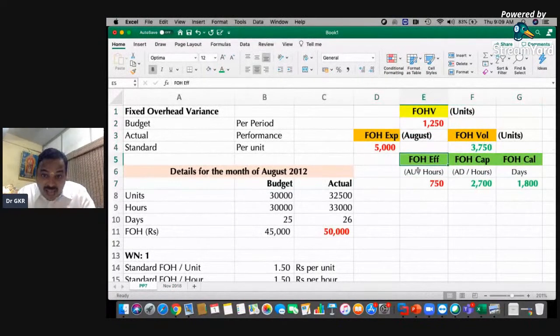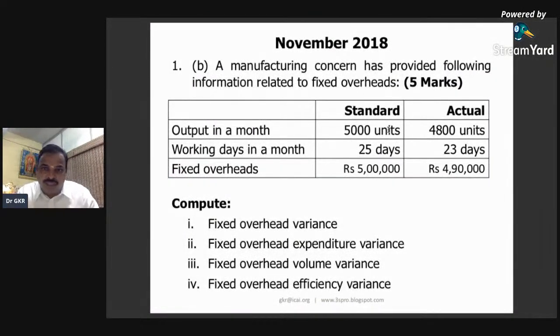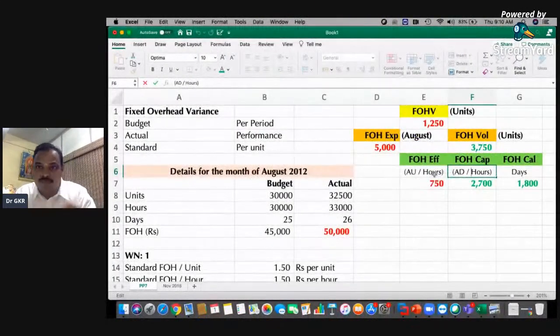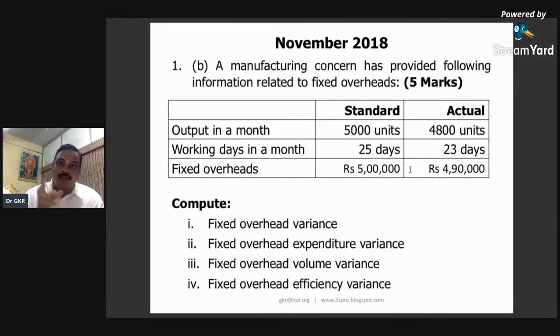What is efficiency? Actual output, actual units with respect to hours. That means instead of hours, you take days, because in this question they are giving only units and days. Actual units is 4,800 and days. So you have to directly apply the time rather than hours. If time is not given, you apply the days itself. Efficiency is with respect to actual units, and capacity with respect to actual days. This is a very interesting question. When you apply your normal model, this may not fit, but you have to apply your logic. I repeat, you have to apply your logic.